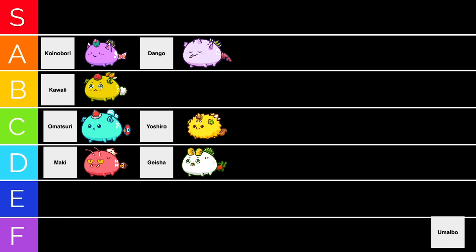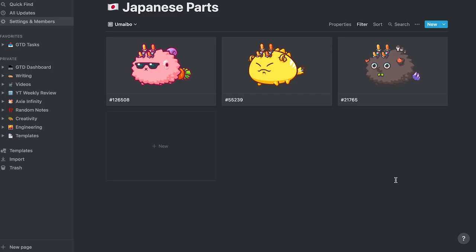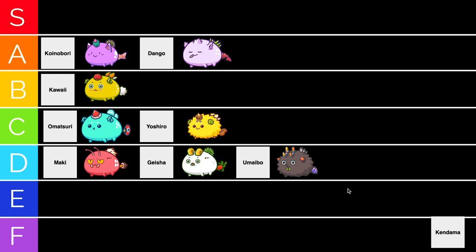Next one is Umaibo. So it's this fancy looking horn. I don't know. That's not that impressive. D. And who do you think models it the best? The black one. Next one is Kendama.